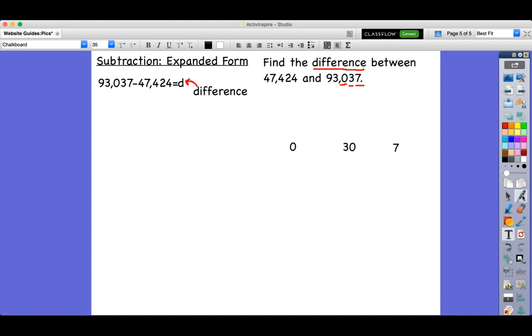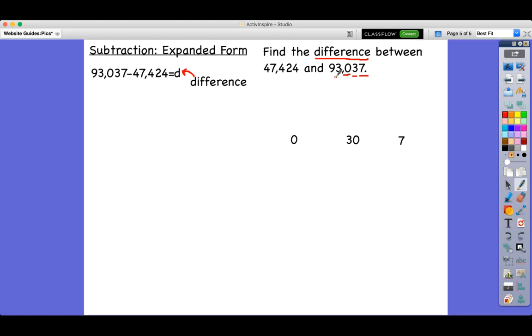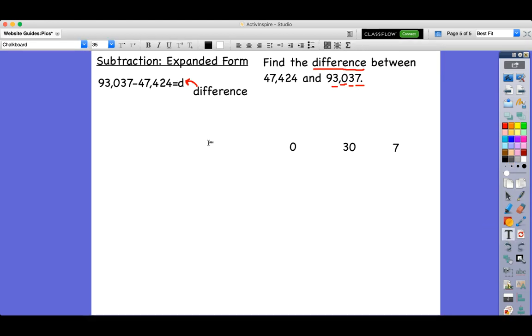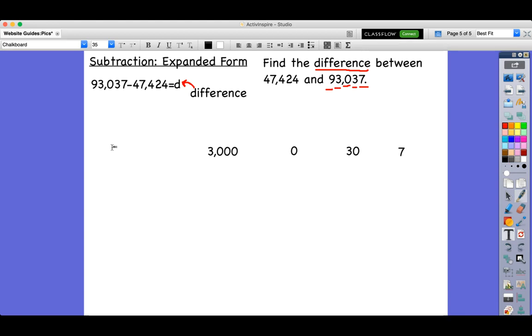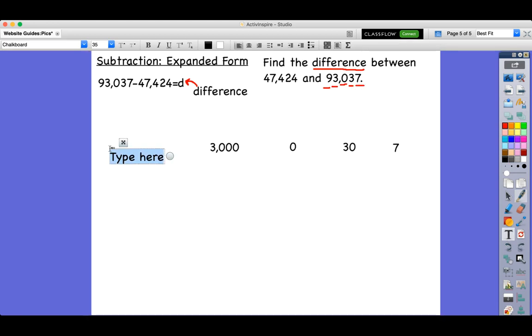Next, we're moving up to the thousands place, and in the thousands place, there's a 3. So 3,000 is the value of that 3. And finally, we are in the 10,000s place, and in the 10,000s place, there's a 9. So there are 9 10,000s, or 90,000. So that's my first number in expanded form.